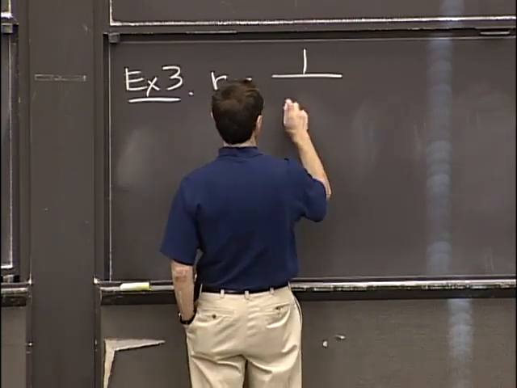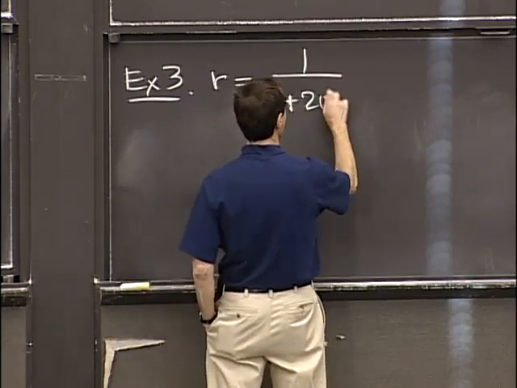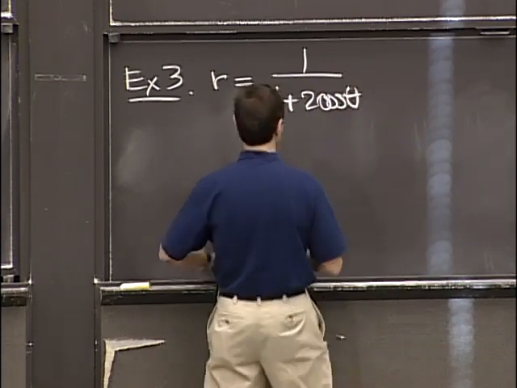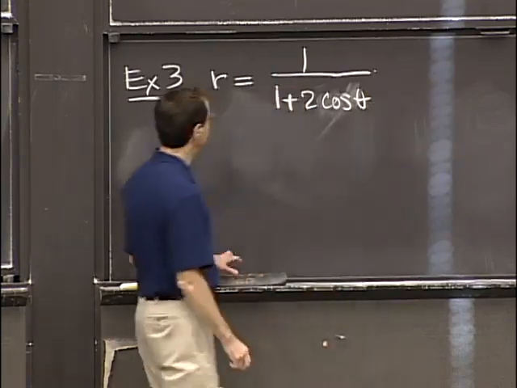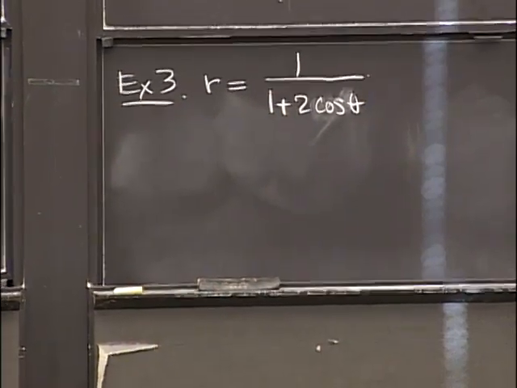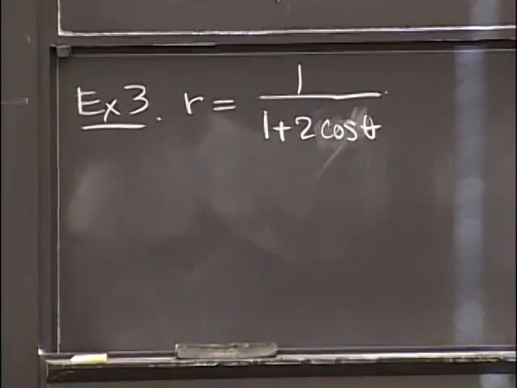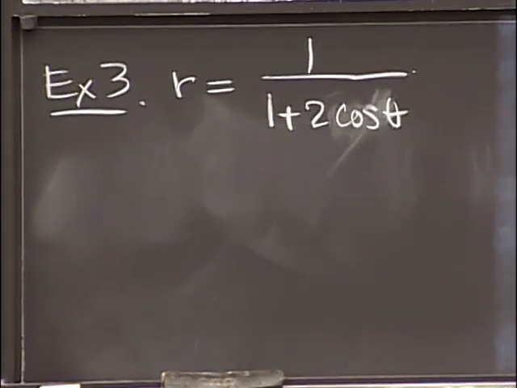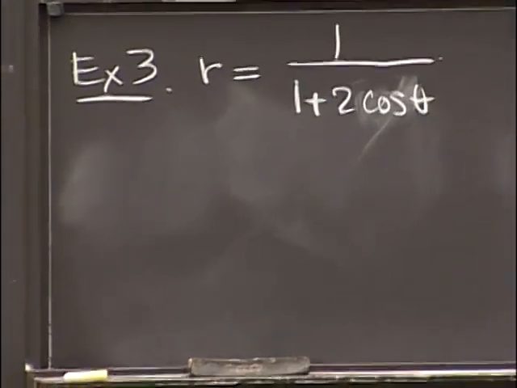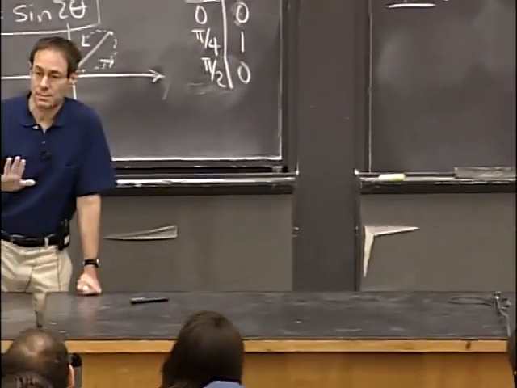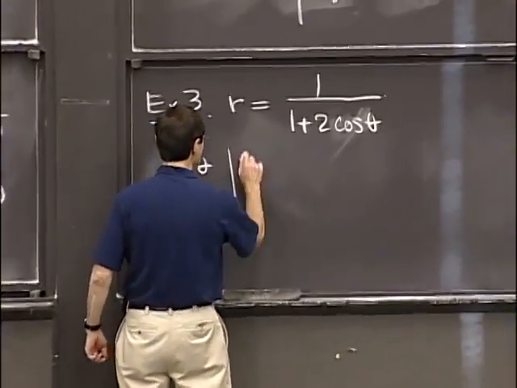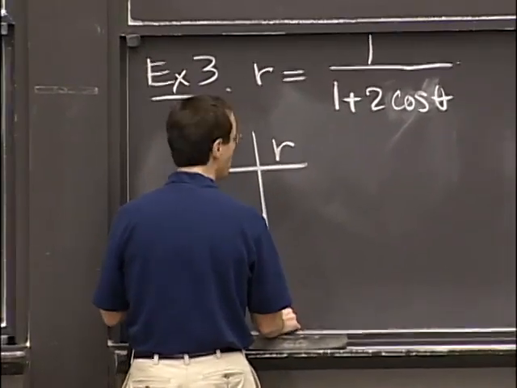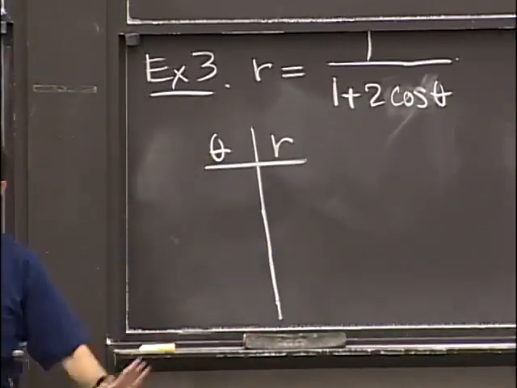We're going to discuss what happens with this function here. Sorry, that's not legible, is it? That's a cosine. r is equal to 1 over 1 plus 2 cosine theta. Now, the first thing I want to do is just take our time a little bit and plot a few points. So here's the values of theta, and here are the values of r, and we'll see what happens, and we'll try to figure out what it's doing.